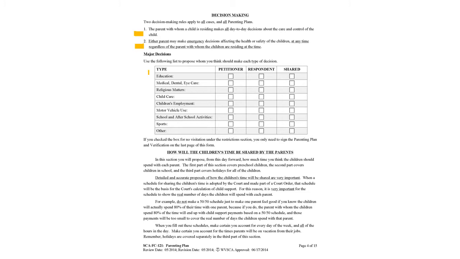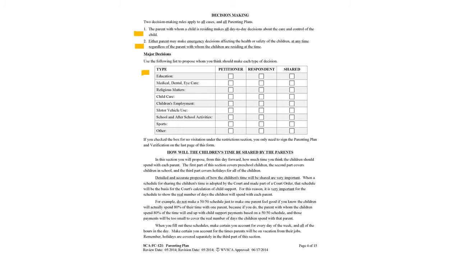Now let's look at the major decisions chart. Go through each subject and determine whether you want that major decision to be made by the petitioner, the respondent, or shared. Again, if you are filing a case, you are the petitioner. If the child's other parent has already filed, you are the respondent. There is a presumption that major decision-making will be shared between the parents. You will need to be prepared to explain to the judge why major decision-making should be yours alone.